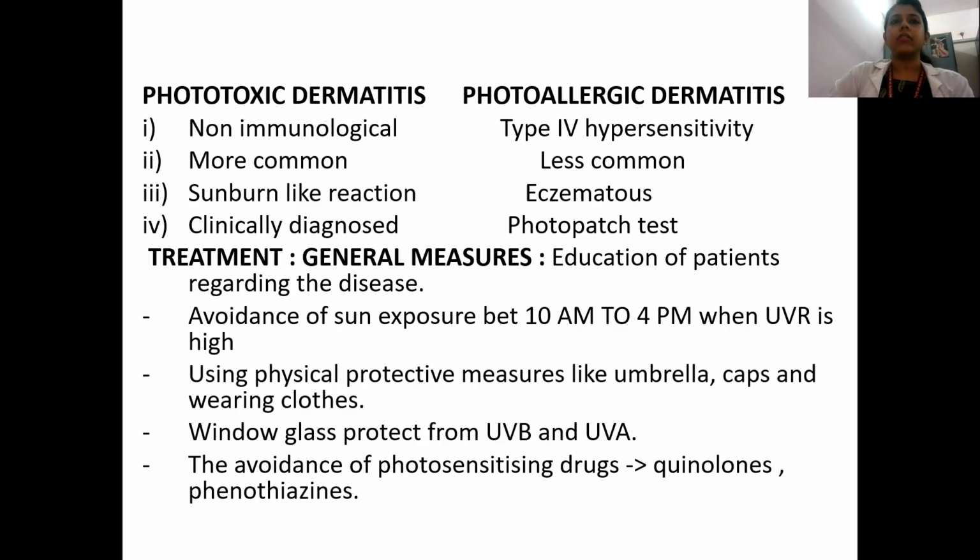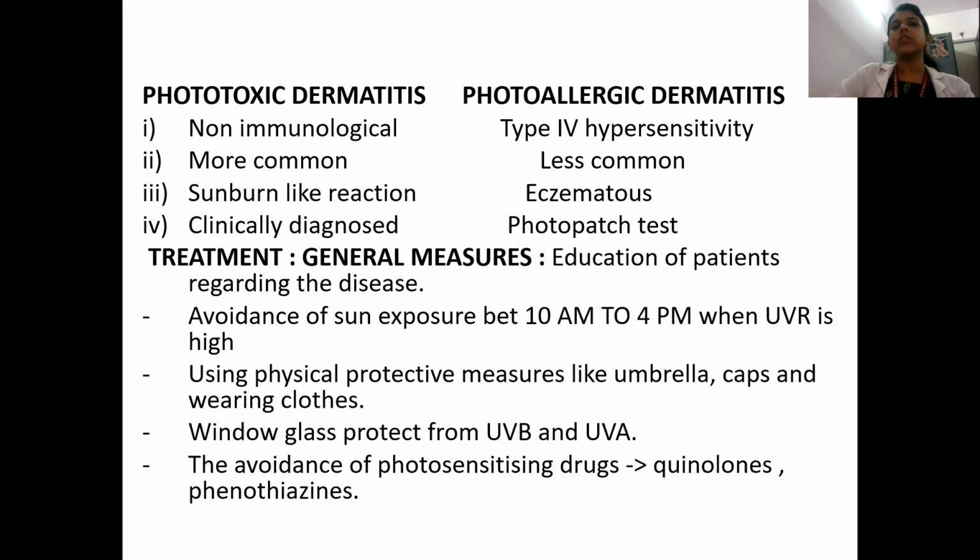Then, general measures regarding treatment: education of patients is required regarding the disease. Then we should avoid sun exposure between 10 a.m. and 4 p.m. because it is this time that UVR is high. Then we can use physical protective measures like umbrella, caps, and also wear full clothes. Window glass protects the skin from UVB as well as UVA. We should avoid photosensitizing drugs like quinolones and phenothiazine.